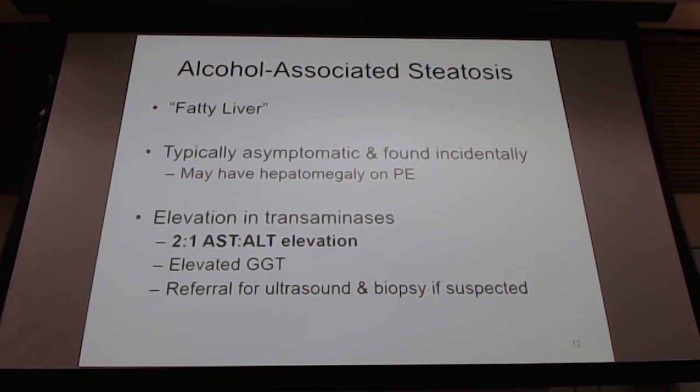But 2-to-1 AST, similar to how we see with alcoholic issues: the AST is going to be doubled. We saw that with alcohol-related liver disease. Following that with the GGT, let's refer them to get an ultrasound and probably a biopsy. Why are we looking at getting that biopsy? We need to see how much inflammation is going on and whether it has progressed to hepatocellular issues or to cirrhosis yet. Maybe we can turn the corner on these folks and get them fixed.